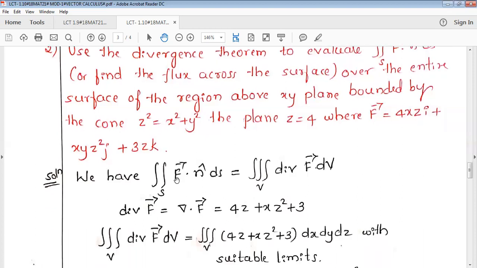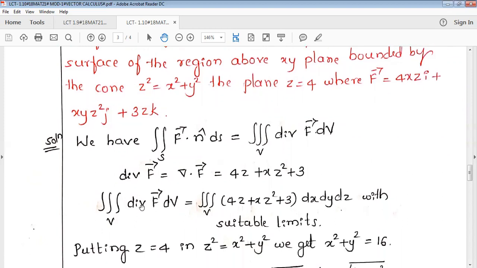So according to the divergence theorem, the double integral over S of vector f dot n cap dS is equal to the triple integral over V, that is the volume, of the divergence of vector f dV. First, verifying means we have to show LHS equals RHS. So the divergence of f is what?